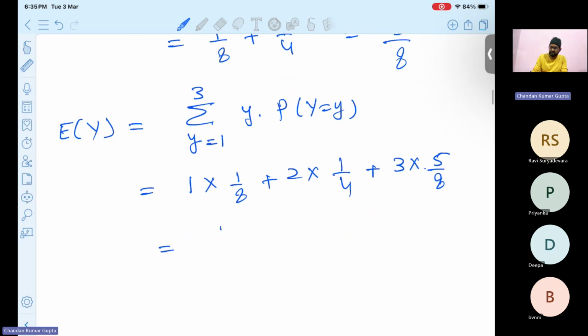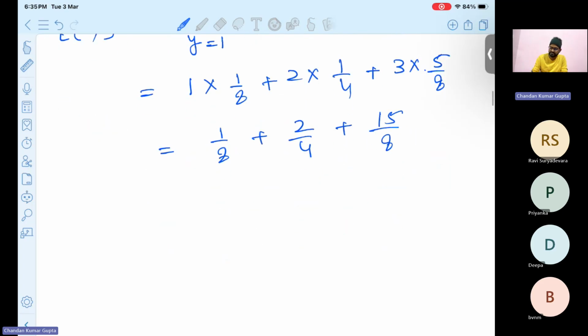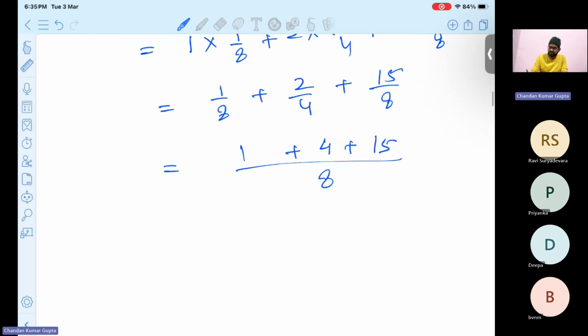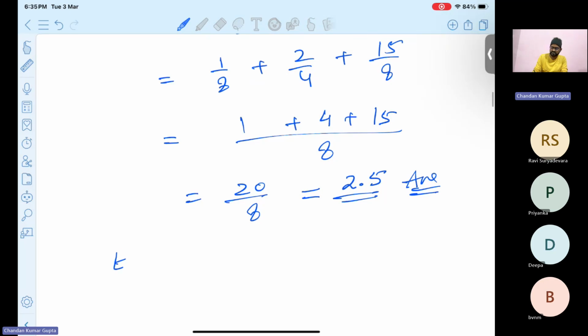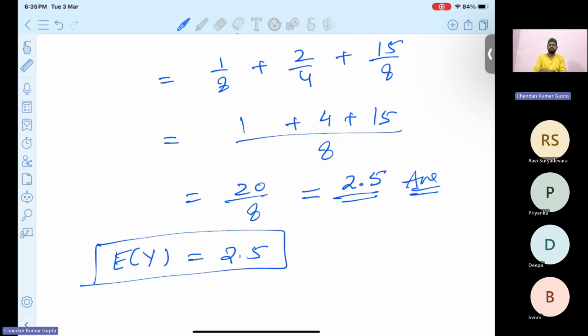Now you can calculate: it's 1 by 8, plus 2 by 4, plus 15 by 8. That is 1 plus 4 plus 15 over 8, so it comes out to be 20 by 8, which is 2.5. This is our expected value. That means the expected value of y is 2.5.